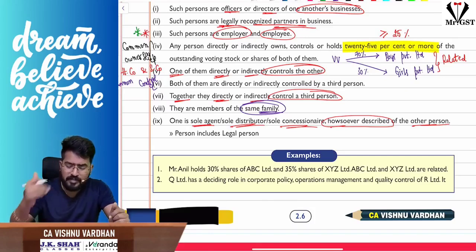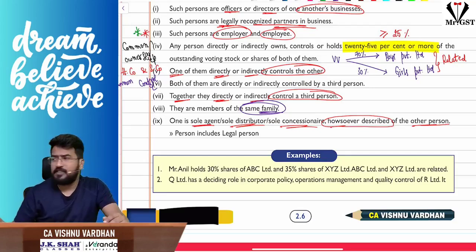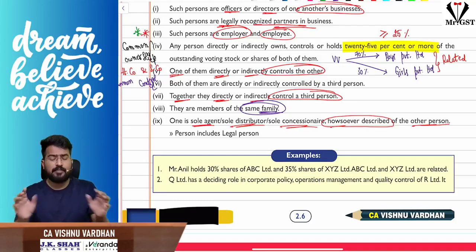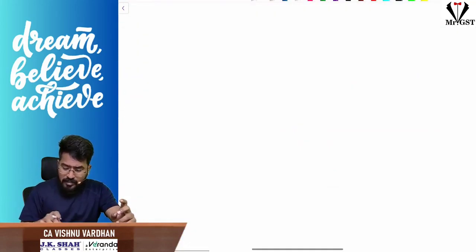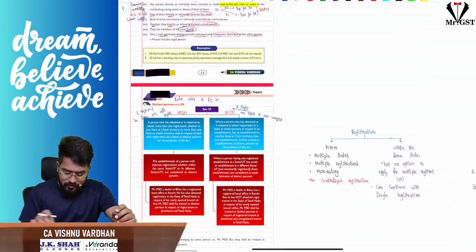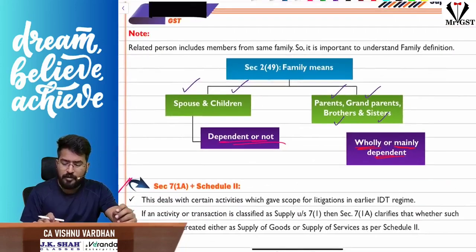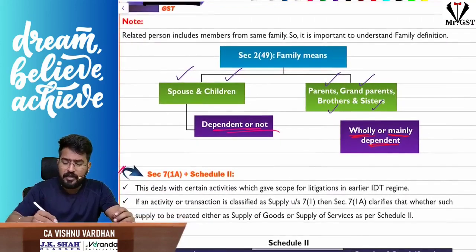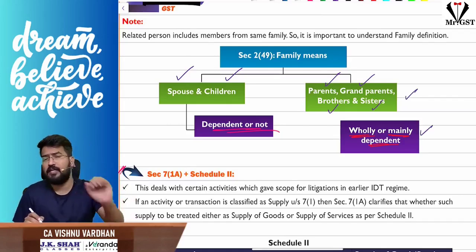Next, members of the same family. Sir, what do you mean by family here? Members of the same family, when you say, what do you mean by family? Family definition clearly says here, parents and grandparents. There's the definition here. You will be getting this on this particular page. Okay, parents, grandparents, brothers and sisters. Only when they are wholly or mainly dependent on you, then only they are your family.